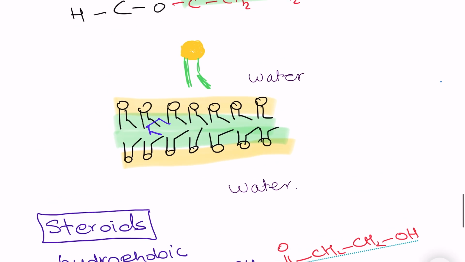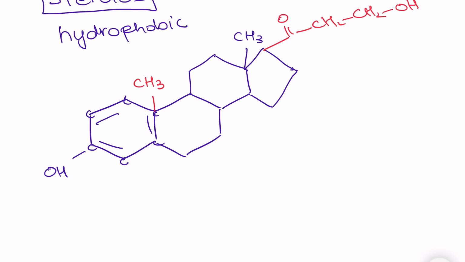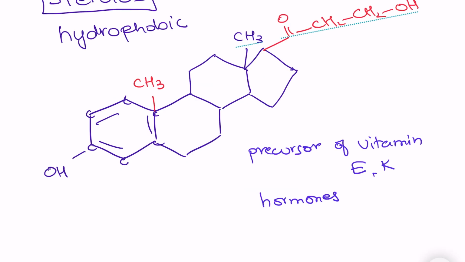Cholesterol is embedded in the cell membrane of animal cells where it stabilizes their structure and maintains the fluidity of the cell membrane. And cholesterol is also a precursor for different vitamins like vitamin E and K. And with slight modifications, cholesterol also forms different hormones like testosterone. Hormones are chemical messengers formed by our body to regulate different physiological functions like homeostasis and reproduction.